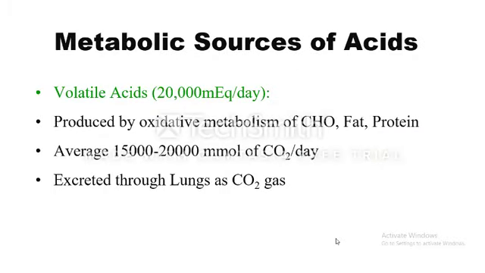Now the metabolic source of acid: how does the metabolism in our body produce acids? There are two types of acids in our body that are produced metabolically. Number one type is volatile acids, and their amount in our body is 20,000 milliequivalents per day. Volatile acids, as the name indicates, can be removed from the body. They are produced by oxidative metabolism of carbohydrates, fat and proteins. So their metabolism produces these acids.